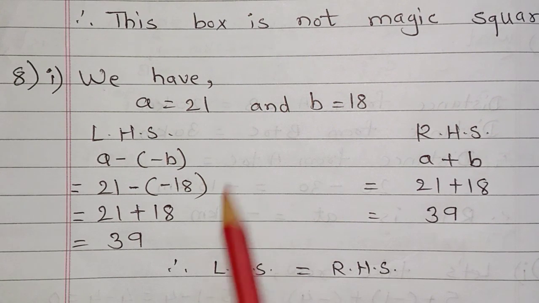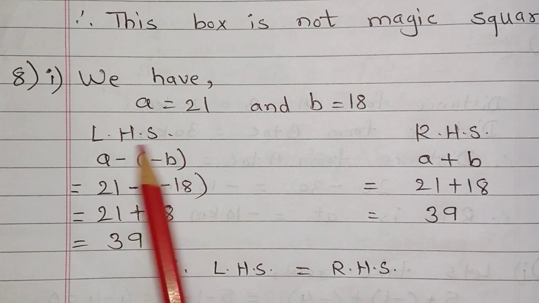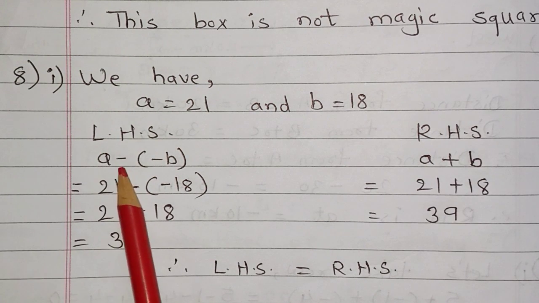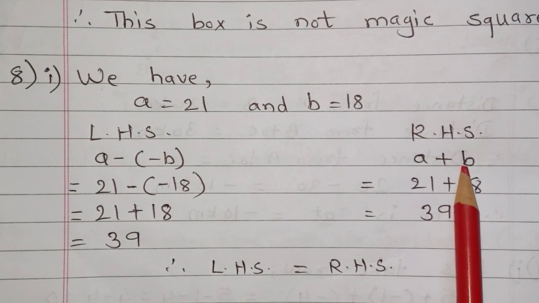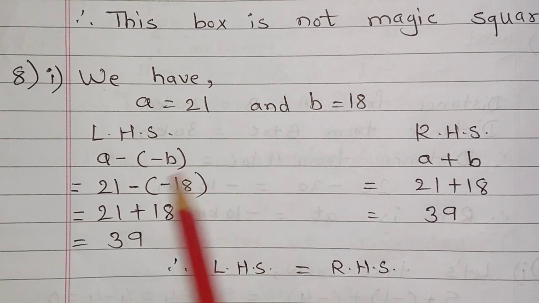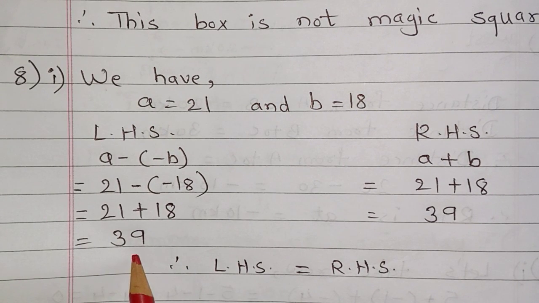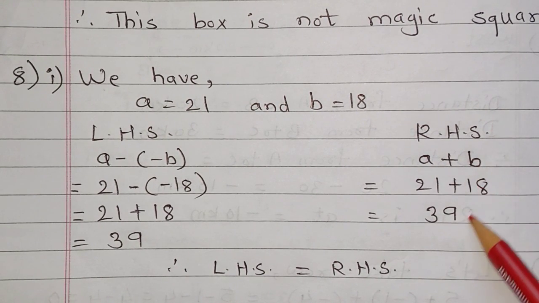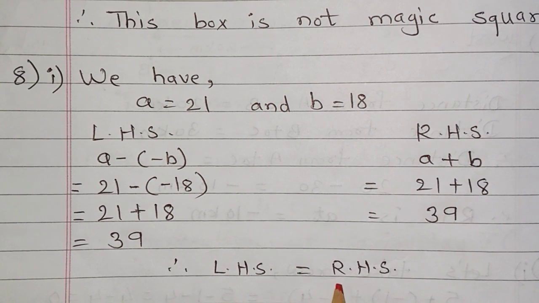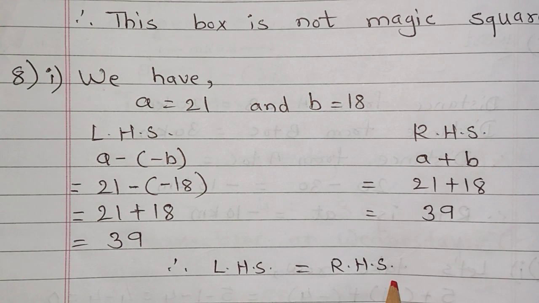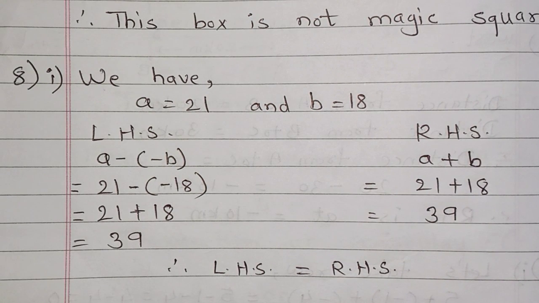Now here we have the value of A is equal to 21 and B is equal to 18. Now on my left hand side I will write A minus (minus B) and on the right hand side I will write A plus B. Now let's write the values of A and B. After solving the left hand side I got the answer 39 and after solving the right hand side I got the answer 39. Therefore, left hand side is equal to right hand side is proved. Now you do the remaining 3 sums.